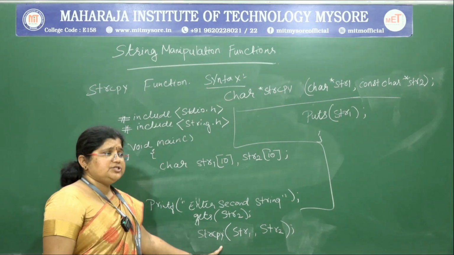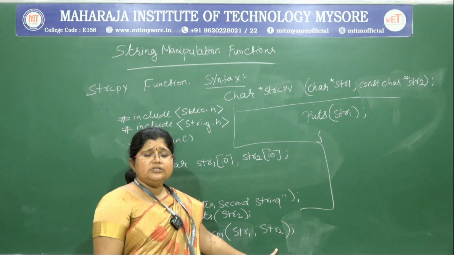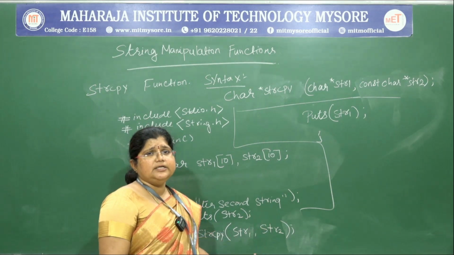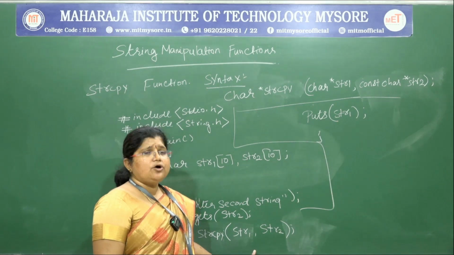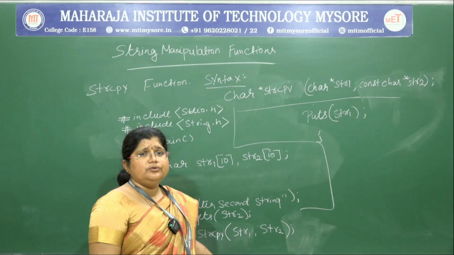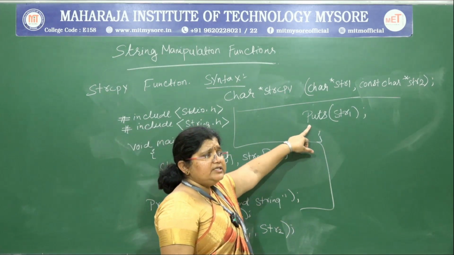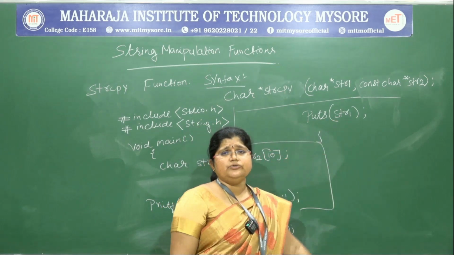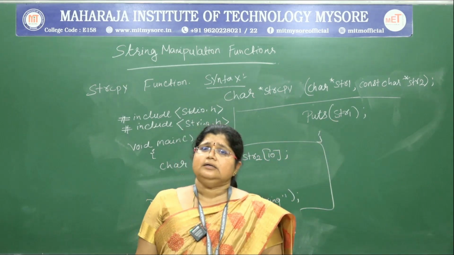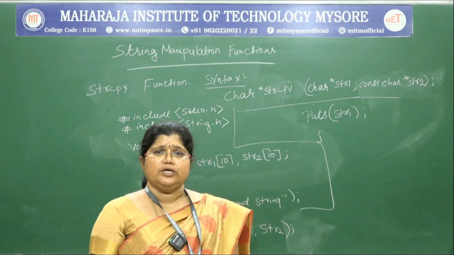In the string copy function here, the source is str2. The source data will be copied to the destination location, that is str1. The copied data will be present in str1. We are going to display it by using the puts function. puts(str1) is used to display the copied data in the str1 memory location.